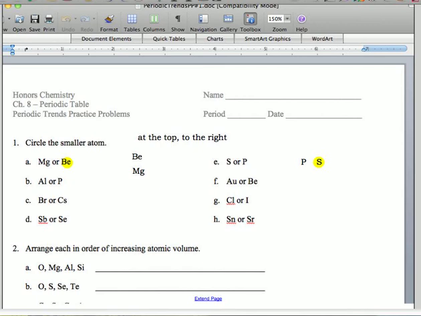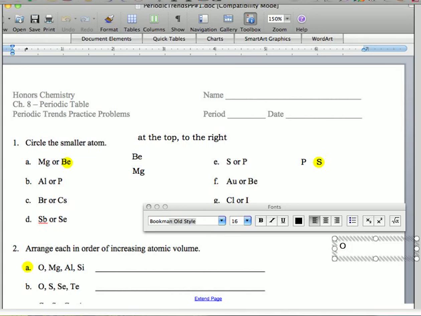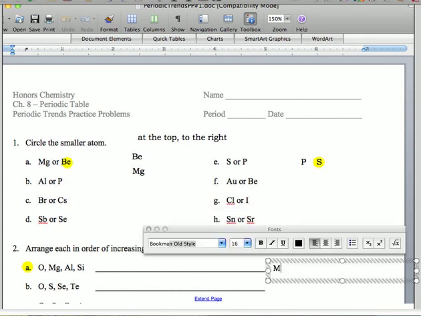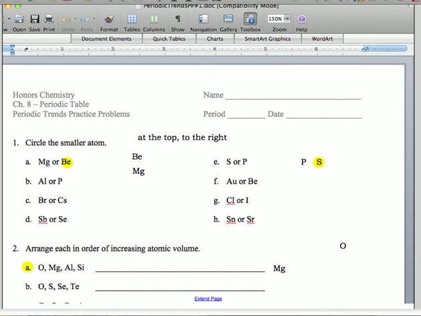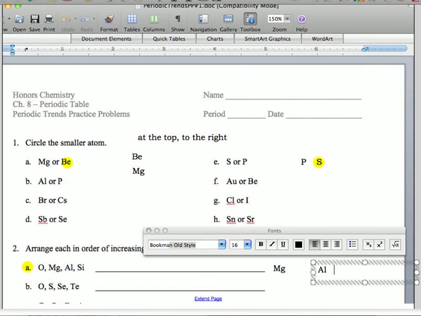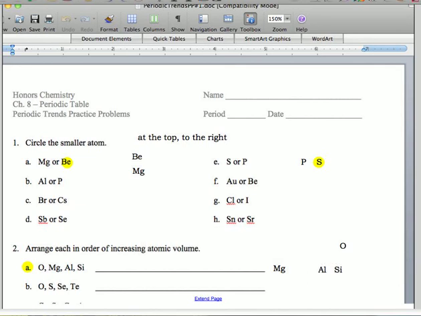If we do number 2 down here, we'll do A, just so you see something bigger. Sometimes they'll ask you a lot of different things. If you look on the periodic table, we have oxygen up here, magnesium's down a row, but it's to the left. Then we would go aluminum, silicon. I don't have all the other elements in here, but this is kind of what they look like on the periodic table. We're looking in order of increasing atomic volume.